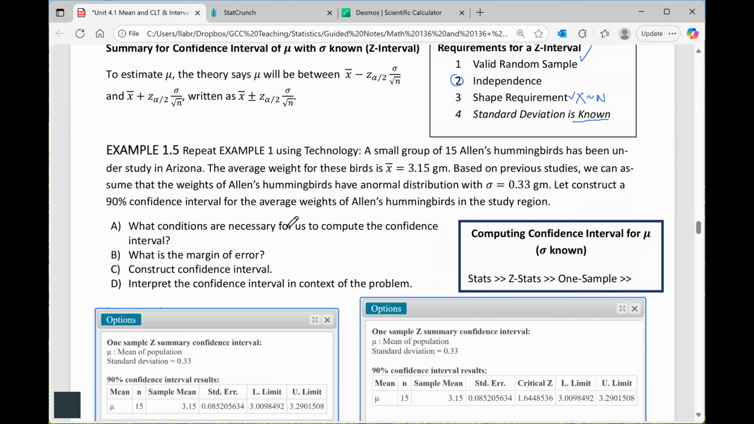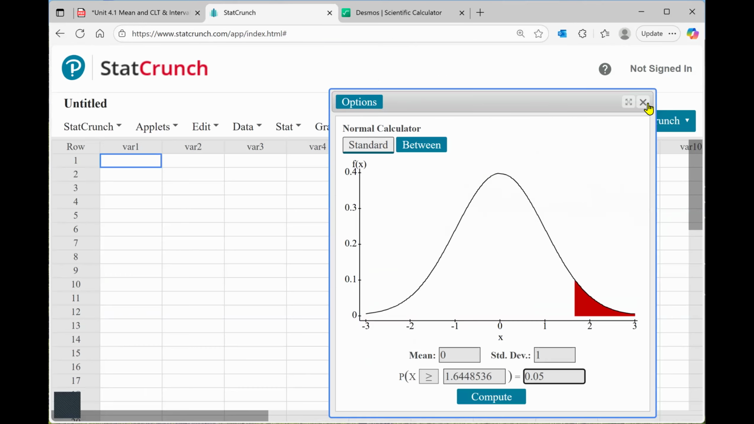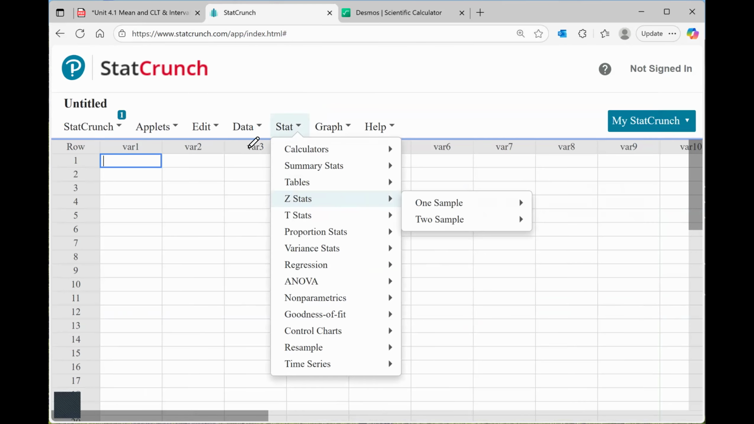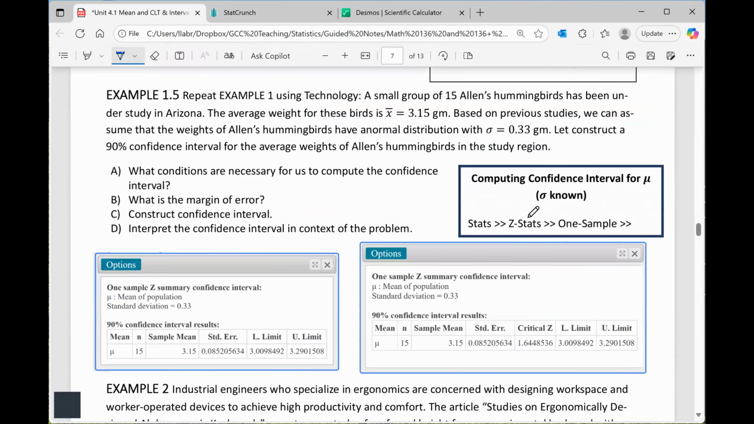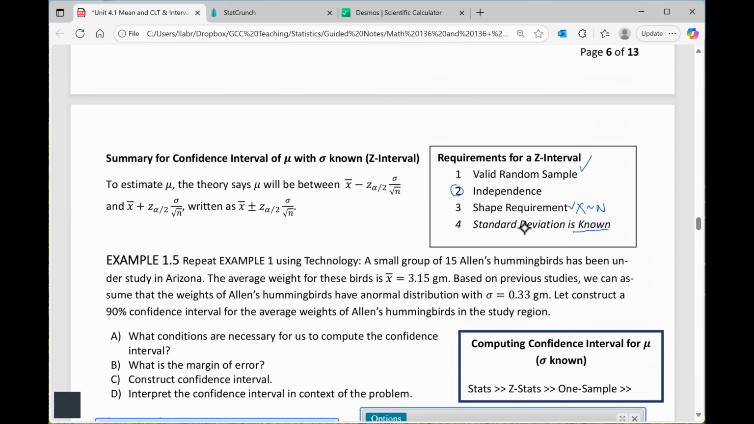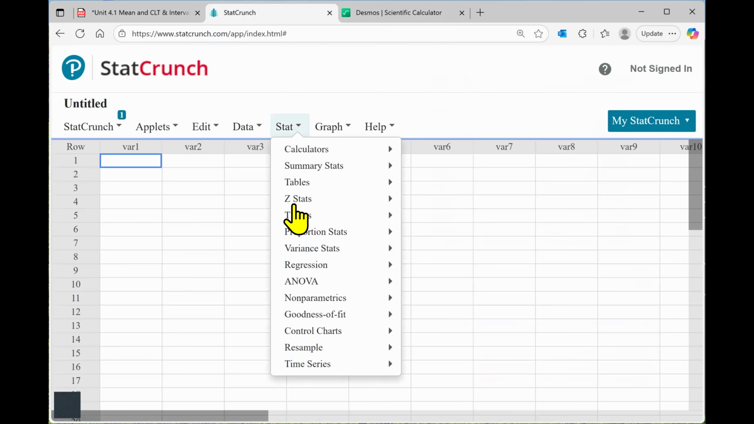So let's go ahead and use StatCrunch. To use StatCrunch is actually very easy. We'll simply go to Stats, and then we go to where it says Z-Stats. The reason that it's Z-Stats is that my formula uses the Z distribution. Anytime you're using something that is based off of the Z distribution, you're going to go to Z-Stats. So here I'm going to go to Stats, Z-Stats, and then the rest of this should be self-explanatory.